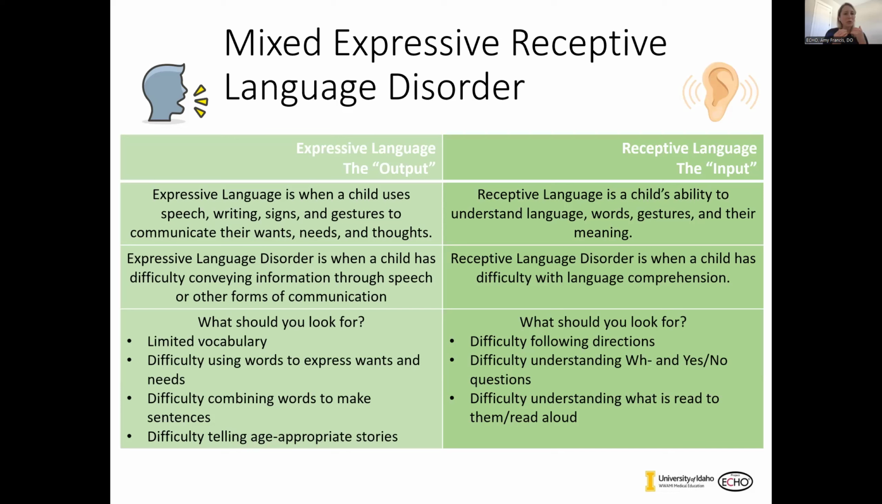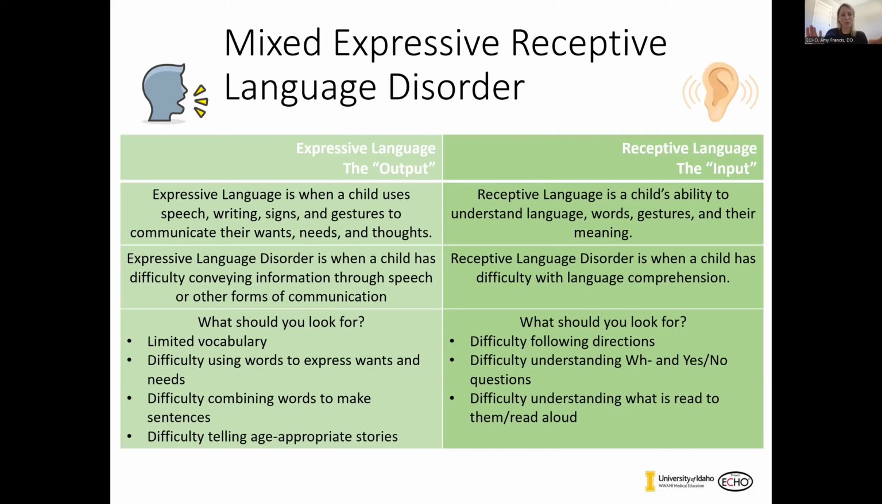Expressive language is when children use speech, writing, signs, and gestures to communicate their wants, needs, and thoughts. Receptive language is a child's ability to understand language, words, gestures, and their meaning. So it's the ability to understand nonverbals as well, right? Expressive language disorder is when a child has difficulty conveying information through speech and other forms of communication. Receptive language disorder is when a child has difficulty with language comprehension, understanding what is being asked of them.